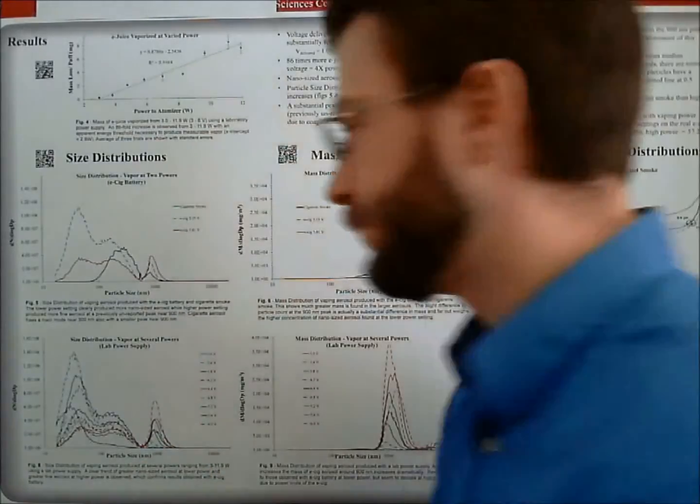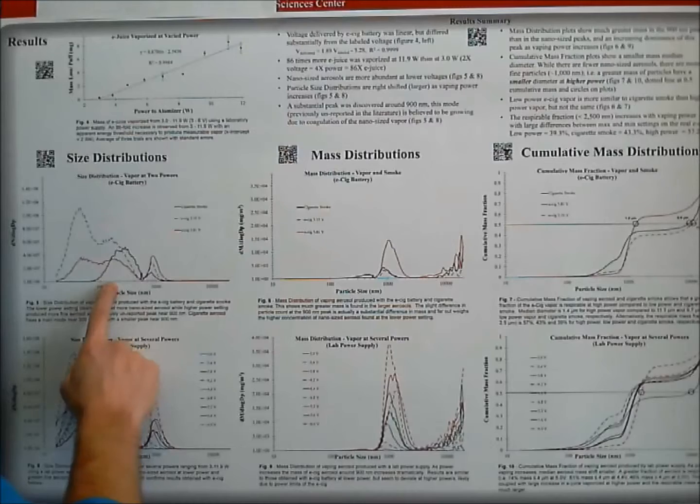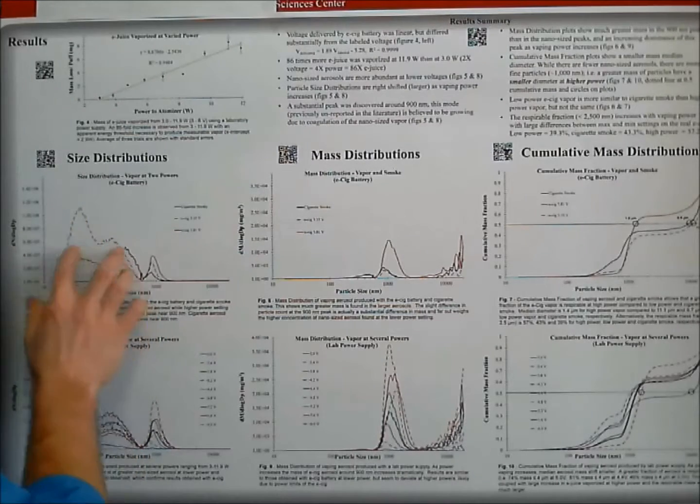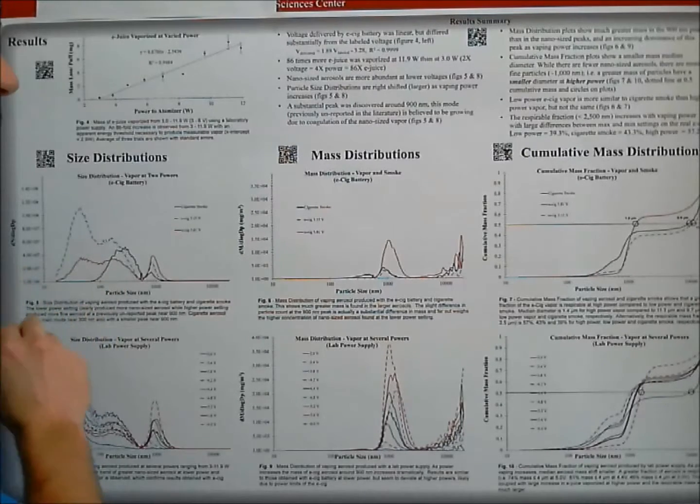For our mass distribution data, we can see that the results may be slightly deceptive if you only look at size distributions. Size distributions indicate there's fewer nano-sized aerosols, which would make us think that there's less e-cigarette aerosol being formed at lower power.